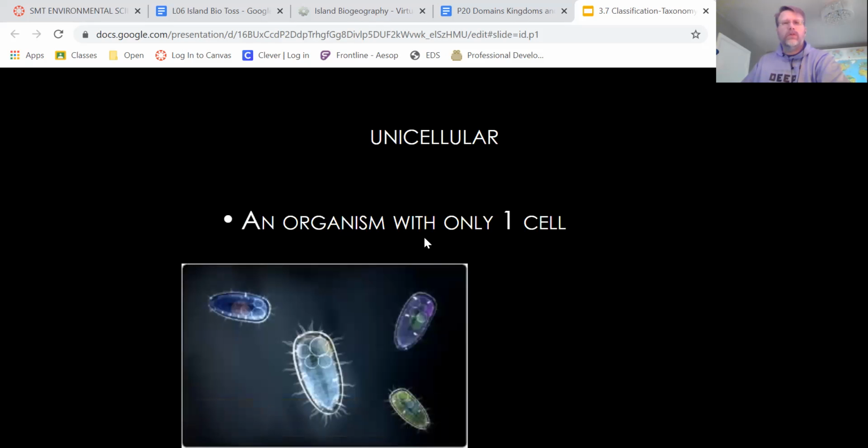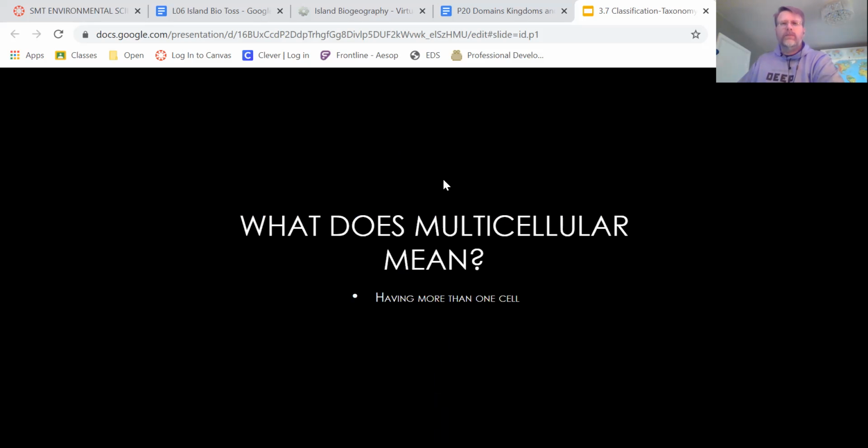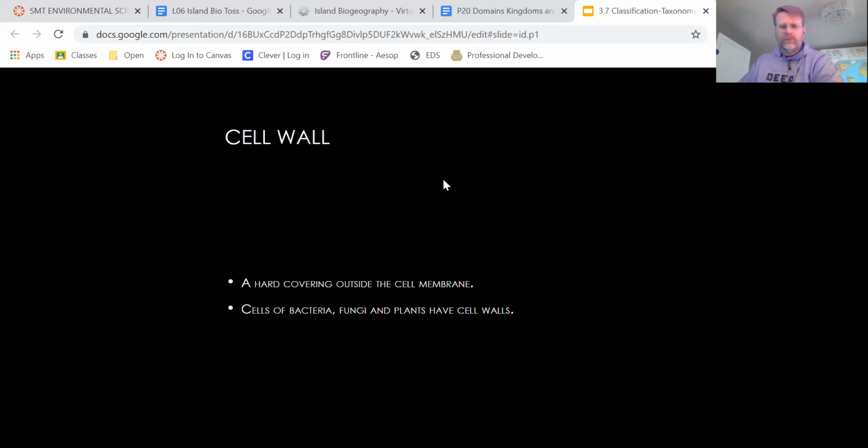Again, these can be heterotrophs or autotrophs. Some of them are only one cell, unicellular. Okay, so now we're taking different categories and we're applying them against each other to try to make a grid of different categories. Okay, so multicellular would be more than one cell.